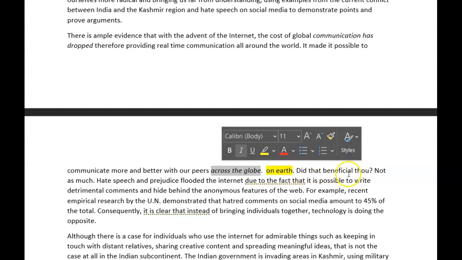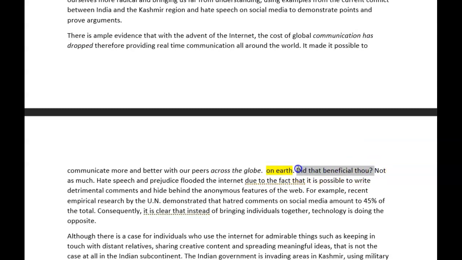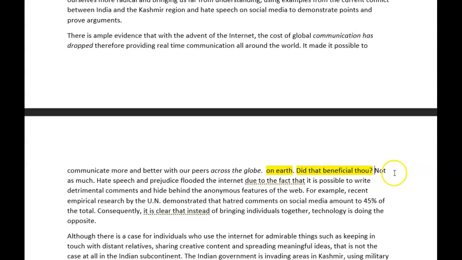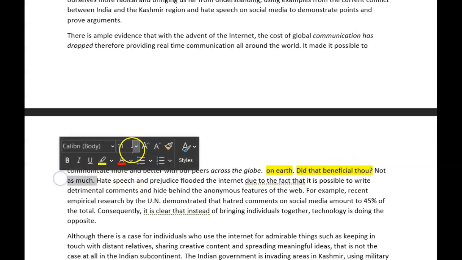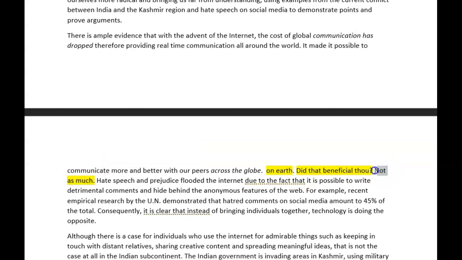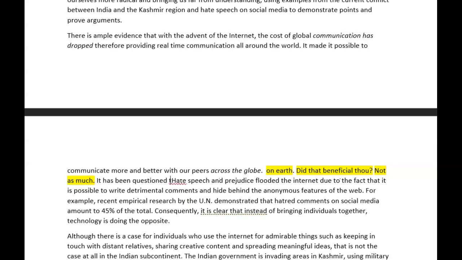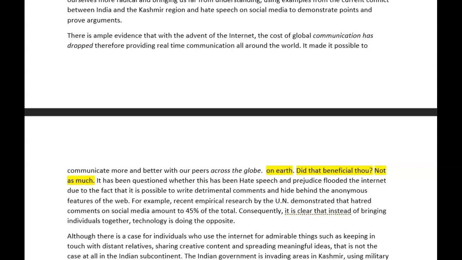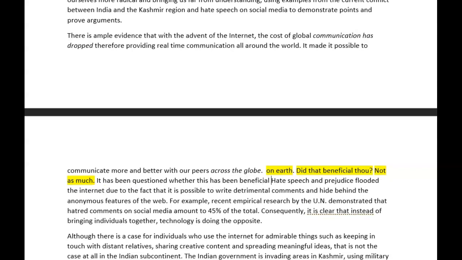Now, be careful. Did that benefit thou? I don't know where you saw that, but that is very, very old English, and we would not say that now. And I wouldn't ask a question. I wouldn't use that. It just doesn't sound right at all. So instead, put: it has been questioned whether this has been beneficial. Keep it a little bit distant, yeah?